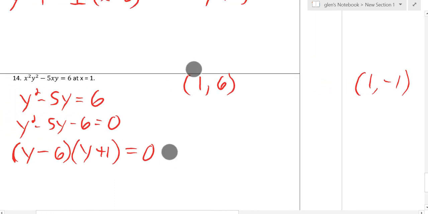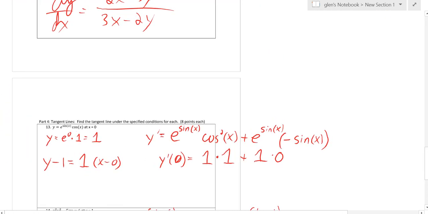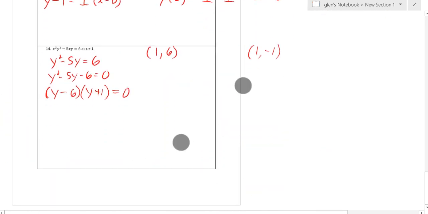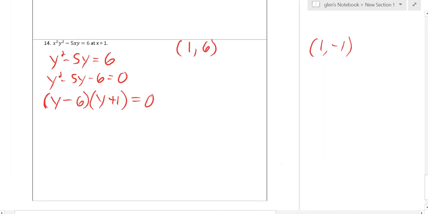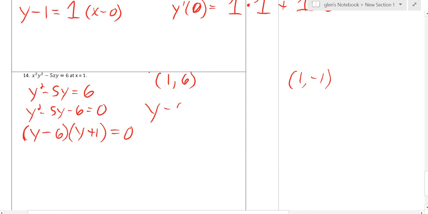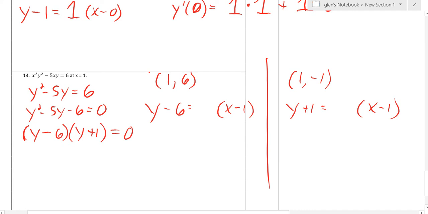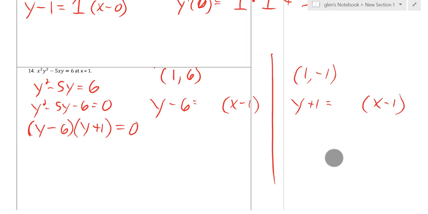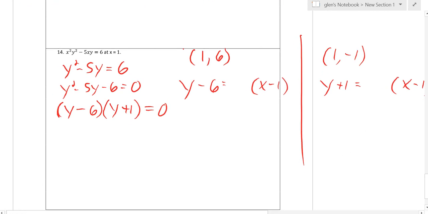Did I ask about normal lines in this case too? Find tangent line, okay. So, we know one tangent line is going to be y minus 6 equals something times x minus 1. And we know the other tangent line is going to be y plus 1 equals something times x minus 1. We just have to find that dy dx. So, we're going to derive it.